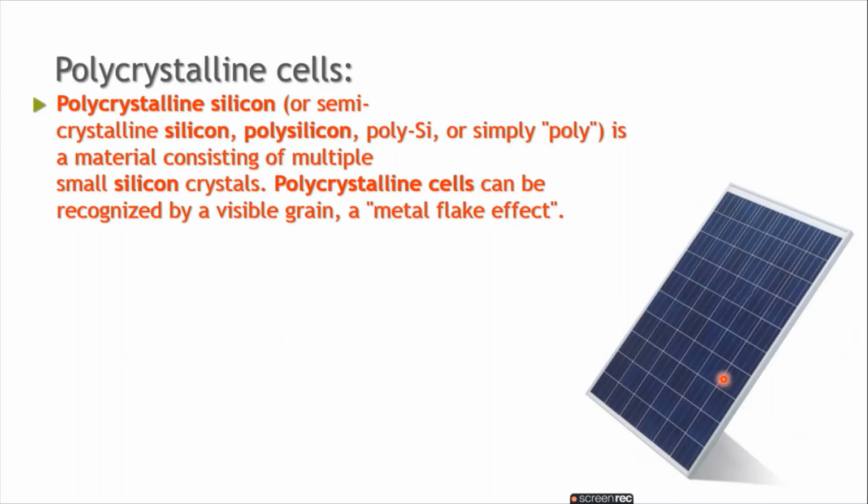Whereas coming to the polycrystalline silicon cells, these cells are made using more than a single crystal of silicon. That is, multiple crystals of silicon are used in the manufacturing of a single cell.